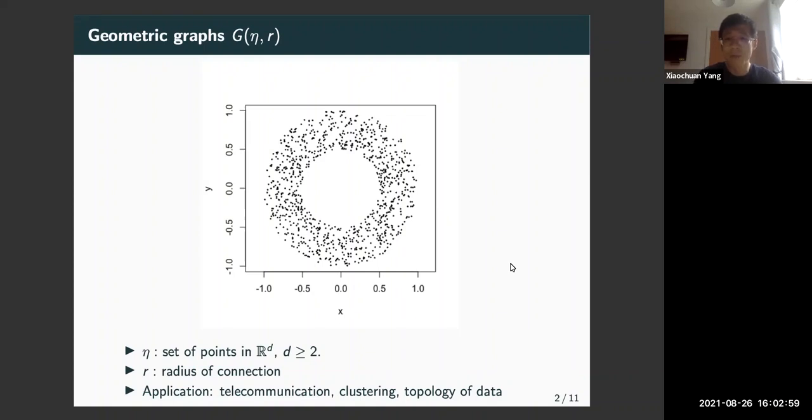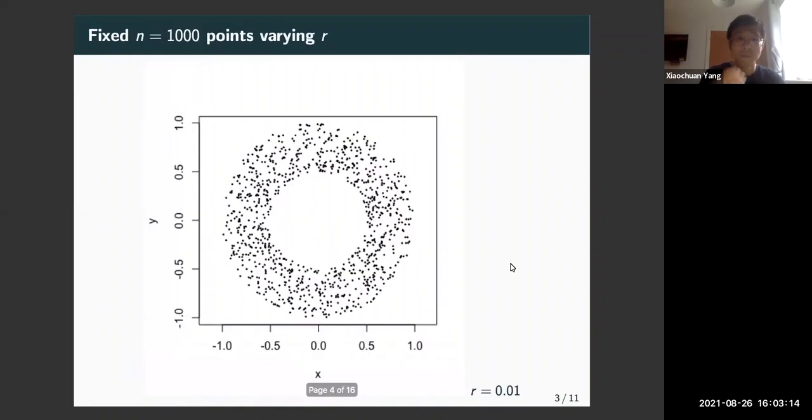So today, the main concern is the number of components of random geometric graphs. That is when the points are sampled uniformly, randomly, in a certain subset of R^d.